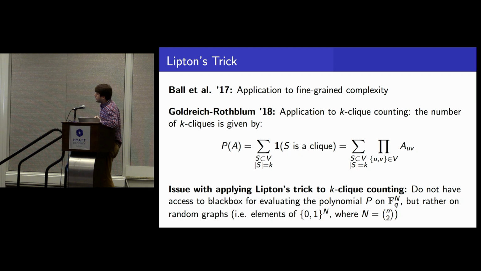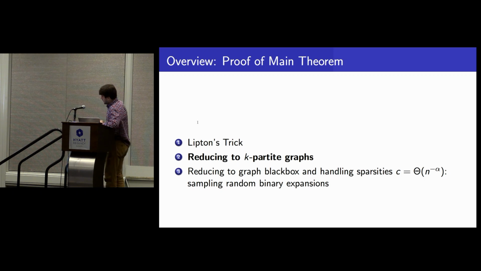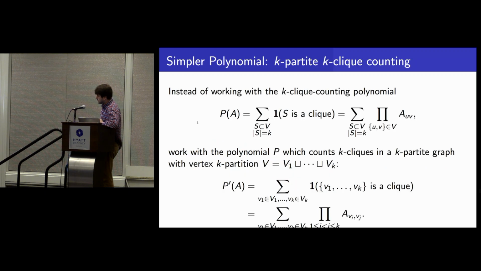And so in order to prove that k-clique counting on Erdos-Renyi hypergraphs is hard, we're going to have to do a slightly different thing. So what are we going to do? First, we're going to reduce the k-clique counting problem to k-clique counting on k-partite graphs. And we will use the special structure of k-partite graphs to eventually reduce down to Erdos-Renyi.